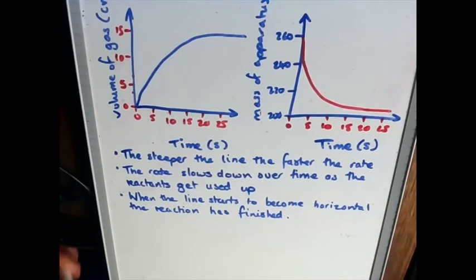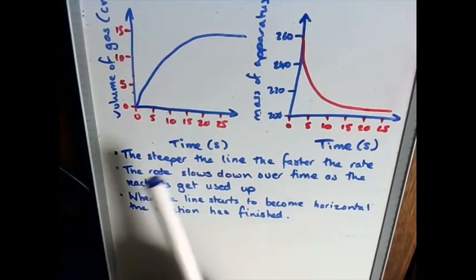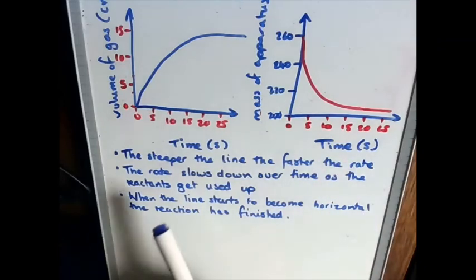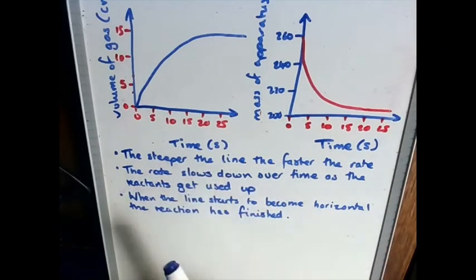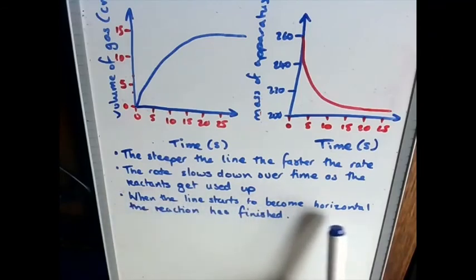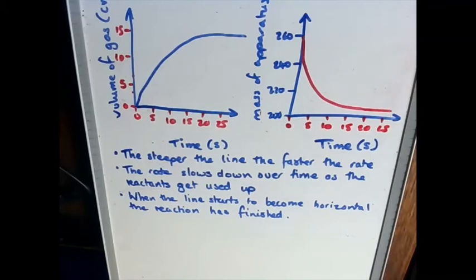So just to summarise, what you should have written down is the steeper the line, the faster the rate, or something along those lines. The rate slows down over time as the reactants get used up, and when the line starts to become horizontal, the reaction has finished. So all we're going to do now is add a little marker on our two graphs that we drew to indicate when the reaction finished.